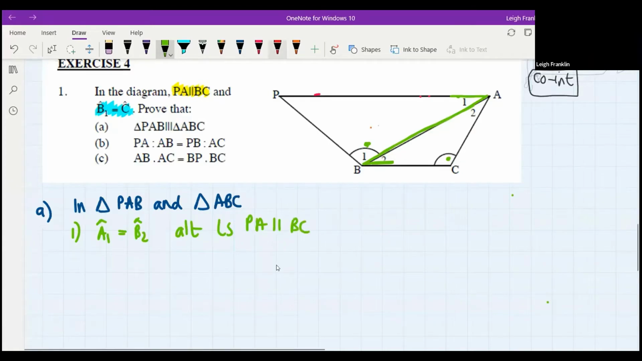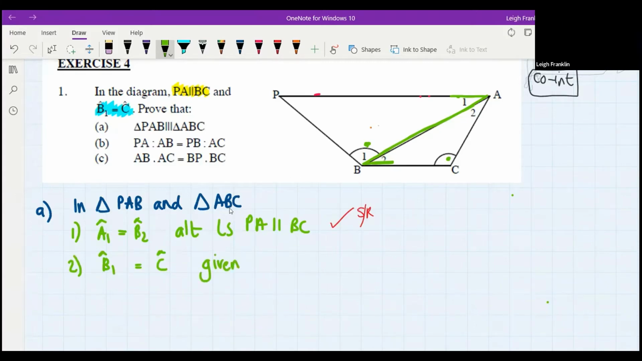Now, that is not easy, but this is something from grade 8. So that's why we would just get one statement reason mark over here. The second thing that we have to state is about angle B1 being equal to angle C, and this was given.